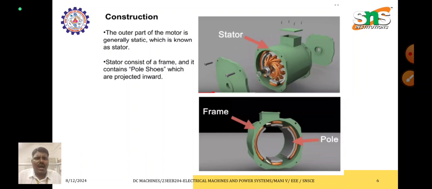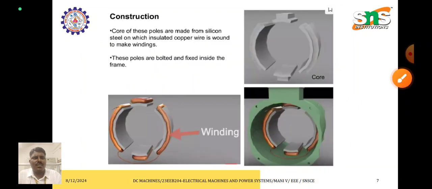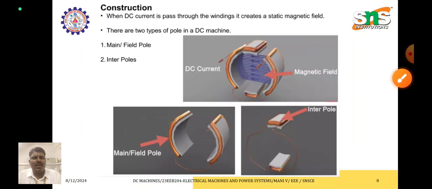So here, according to the construction, it has a stator, the outer frame. The outer frame is the stator frame. In between are the poles. And here is the stator core. In this stator core we are providing the winding. The winding is called the stator winding, or it may be called the field winding. Normally the stator is made up of silicon steel and the winding is made up of copper. Sometimes aluminium is used, but it is the worst case because of its poor conductivity.